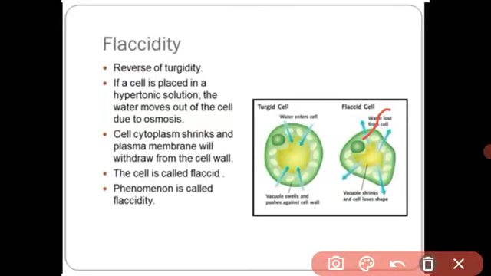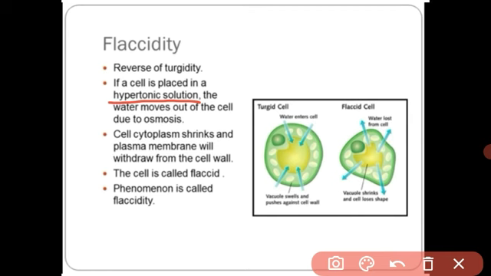See, flaccidity means what? Whenever we put the cell into a sugar solution, meaning a hypertonic solution. Hypertonic means a lower concentration of water and a higher concentration of solute. Solute means sugar and solvent means water. In the last video I explained the two terms, solute and solvent. Whenever we put the cell into the sugar solution, what happens? The cell contains cell sap, which also contains water, and when we put it into the sugar solution, the water is drawn out from the cell.